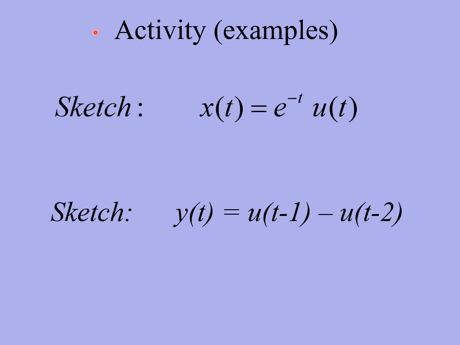So here are a couple of activities, examples for you to sketch. The first one is sketch the function x of t, which is equal to e to the minus t times u of t. The next one, y of t, is equal to u of t minus 1 minus u of t minus 2. Again, please pause the video and see if you can do these sketches.